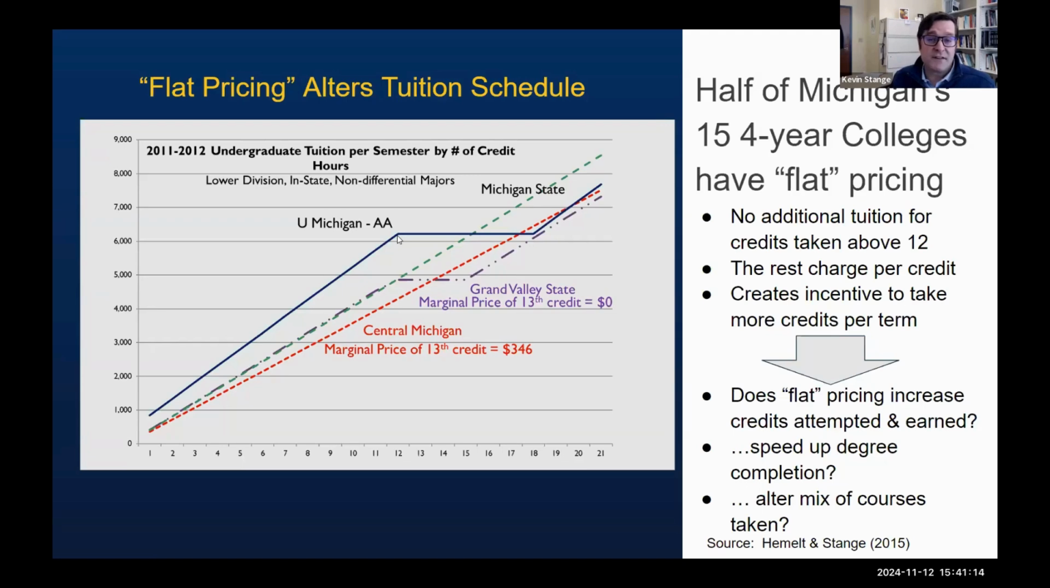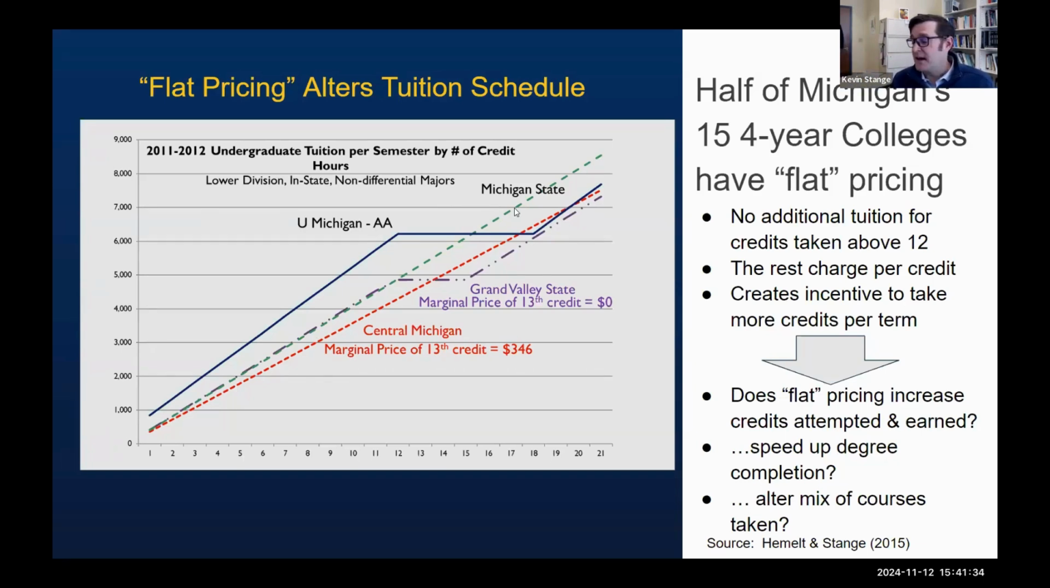as a function of the number of credits you take, right? So once you hit full-time status at my institution, you don't pay any additional tuition per semester until you get up to taking 18 credits, and then you are starting to pay more. But if you're at Michigan State, which is this green line here, basically every additional credit you take, you pay more in tuition.